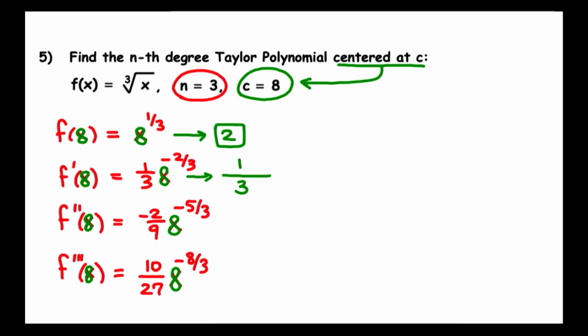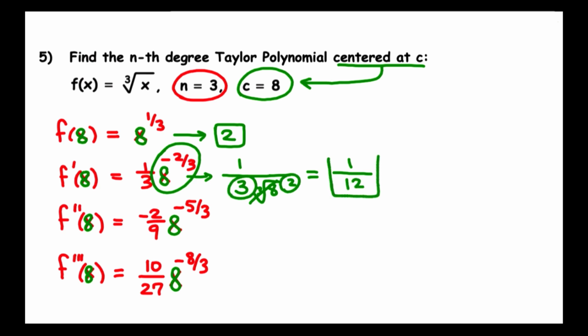8 to the negative 2/3 is going to be 8 cube root in the denominator squared. Let's see what that is. 1 over, okay, the cube root of 8 is 2. 2 squared is 4 times this 3. That's going to be 1/12. Okay.